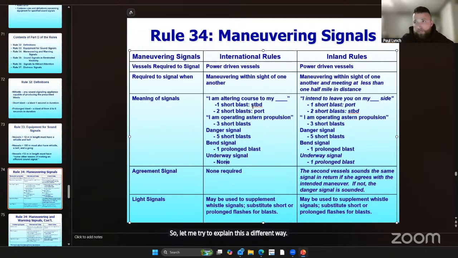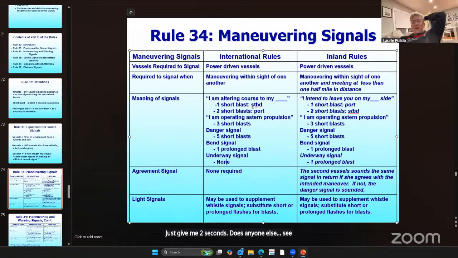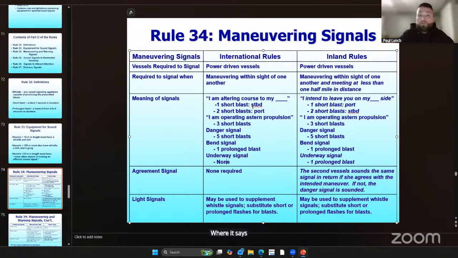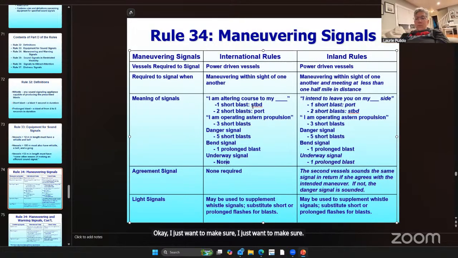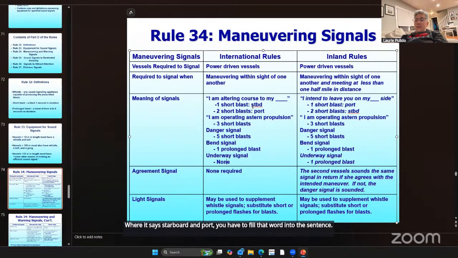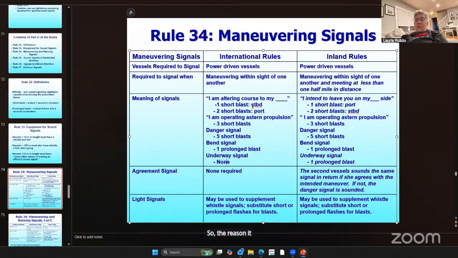Just give me 2 seconds. Does anyone else see what I'm saying? I just want to make sure. Where it says starboard and port, you have to fill that word into the sentence. So the reason it's reversed is because the sentence is saying something different.